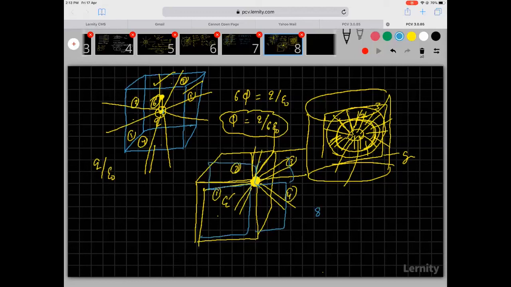Recollect solids. One atom at the corner of the cube was shared by how many cubes? I mean, by how many cubes was it shared here? This will also be shared by 8. So the total flux Q by epsilon naught is equal to 8 times the flux through each cube. So the flux through each cube is equal to Q by 8 epsilon naught. So this is how I can find it out.